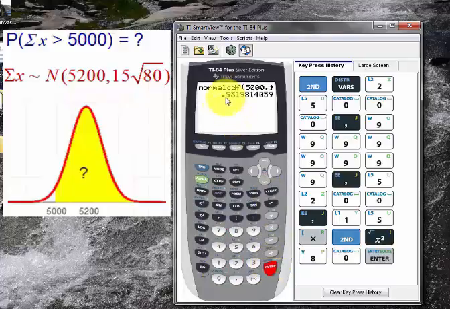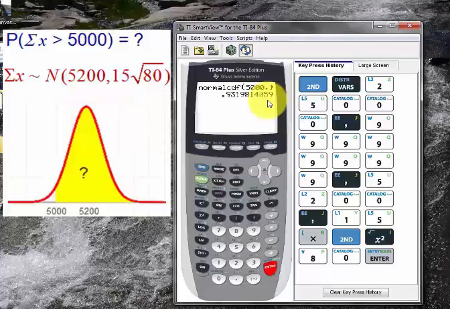So we could say that there's about a 93% chance that the total amount of money that these 80 randomly selected families will spend at the carnival will be at least $5,000.